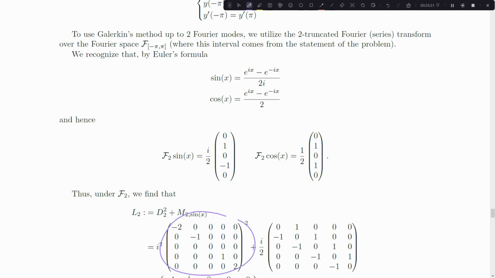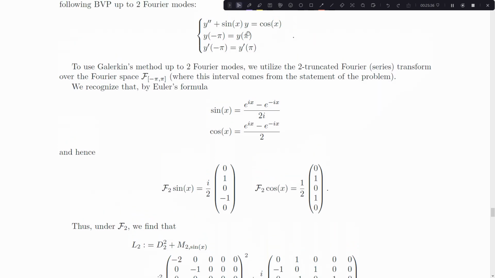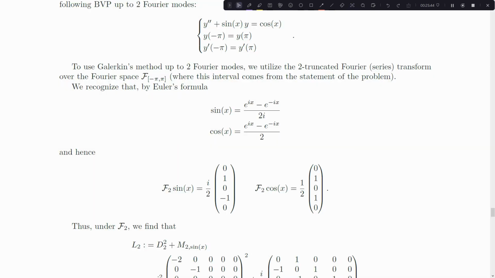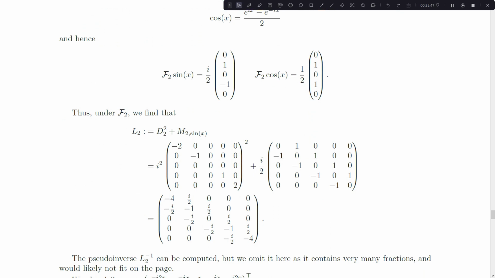It's just the truncated derivative matrix. And because I have 2 derivatives in my original ODE, 2 derivatives right there, I have to square it, right? It's the truncated derivative matrix squared. And if I compute those matrices out, I recover the following matrix, which represents L. So this is a representation of my differential equation up to 2 Fourier modes, which is actually a 5-dimensional vector space. So that's the representation of the ODE that I was considering.